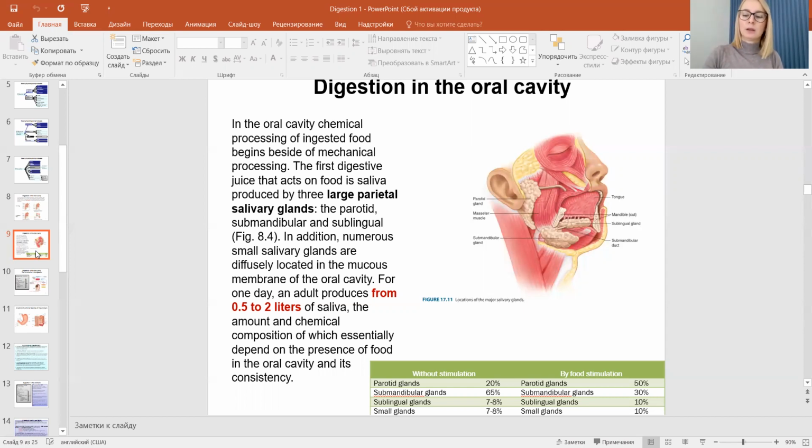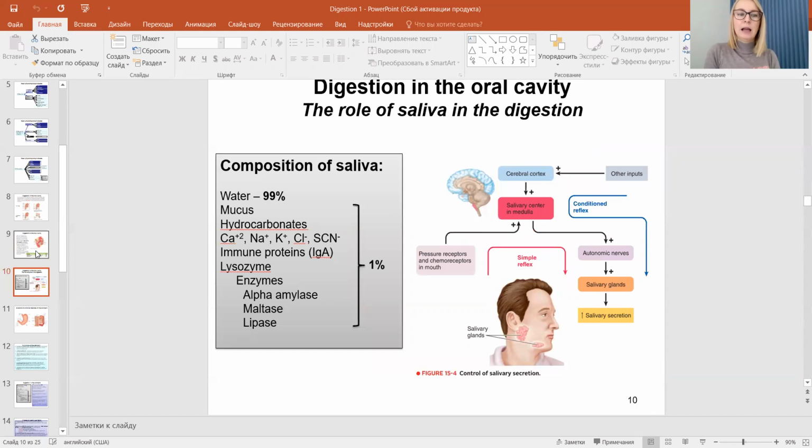Saliva serves as a solvent for molecules that stimulate the taste buds. Only molecules in solution can react with taste bud receptors.